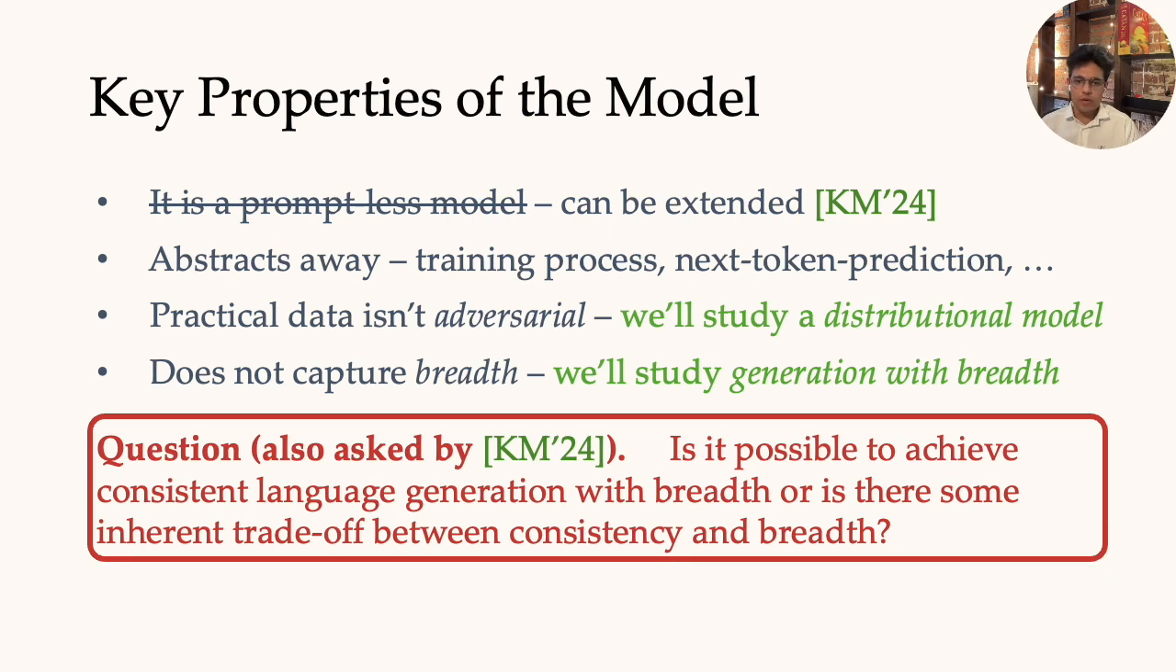This brings us to the main question that we study in this work. We ask, is it possible to achieve language generation with breadth, or is there some inherent trade-off between having consistency, that is, avoiding hallucinations, and having breadth?